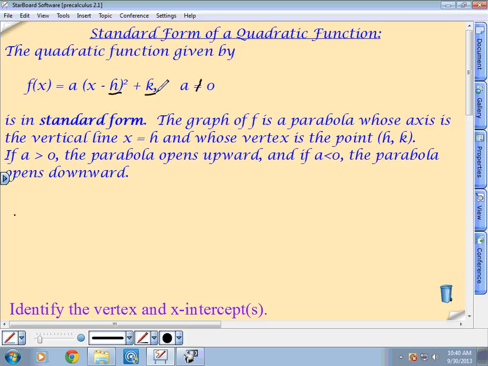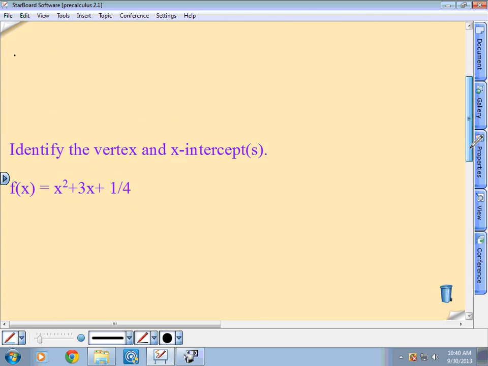If a is greater than 0, we've already discussed, if it's positive, then it's going to open upward. If it's negative, it's going to open downward. Okay? So let's see. Let's come up with some.